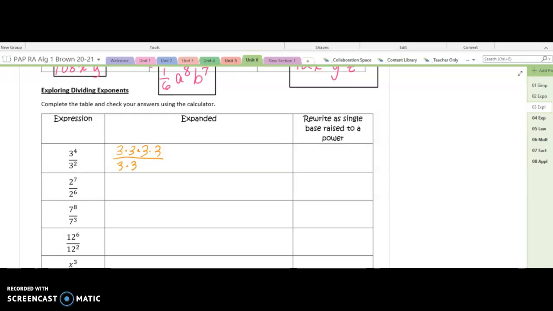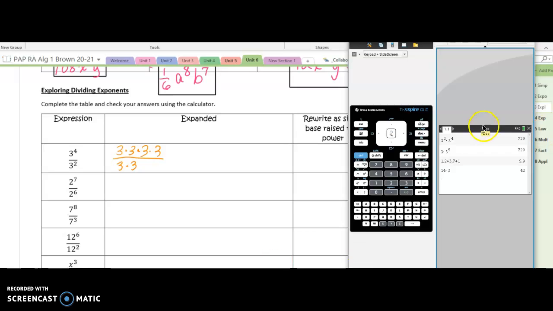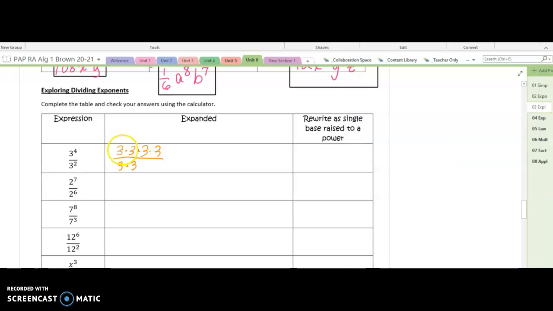Okay, and so if you remember, say in a calculator, let's do 3 divided by 3. That gives you a 1, right? So I'm just going to make this a big 1. There's a big 1. So what I have left is just 3 times 3, right? So if I rewrite that as a single base raised to a power, that's 3 to the 2nd power.